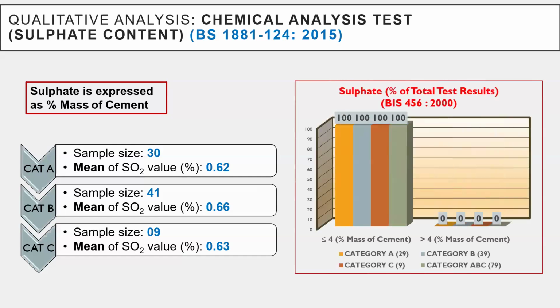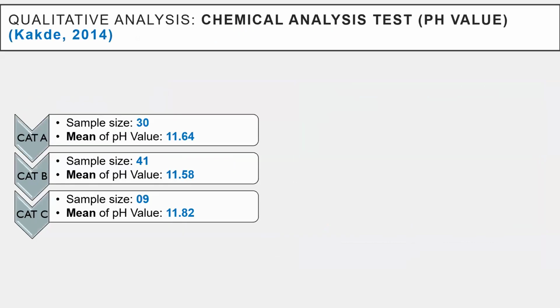And if you look at that, 100% of the samples reveal that the sulfate content is less than the permissible value provided in IS 456, that is 4% mass of cement. It is less than that. Okay. Then the other test was the pH value of the pore solution.